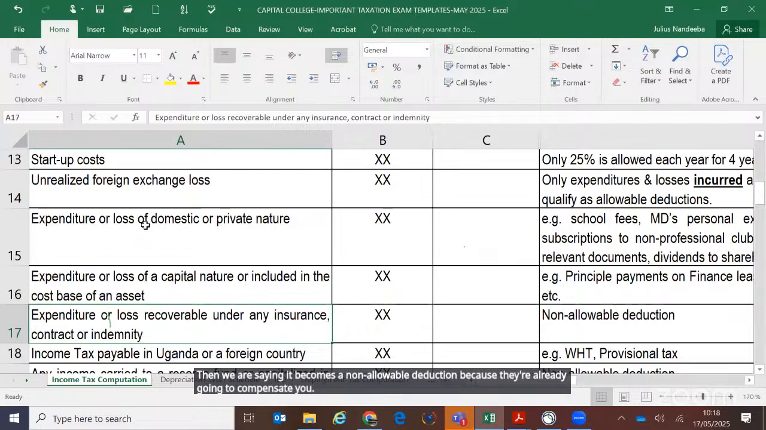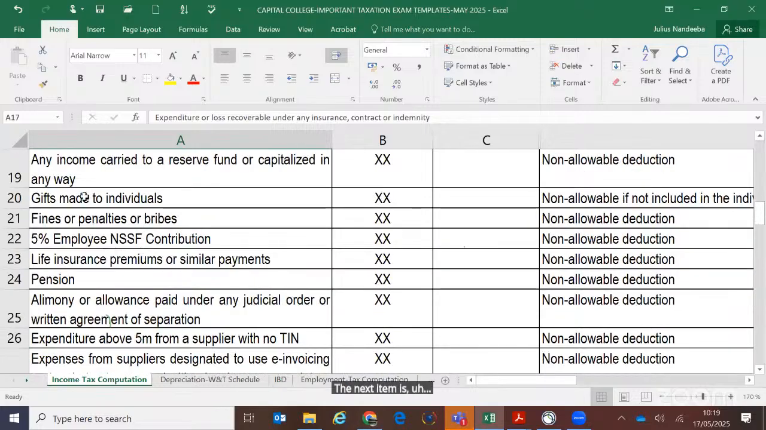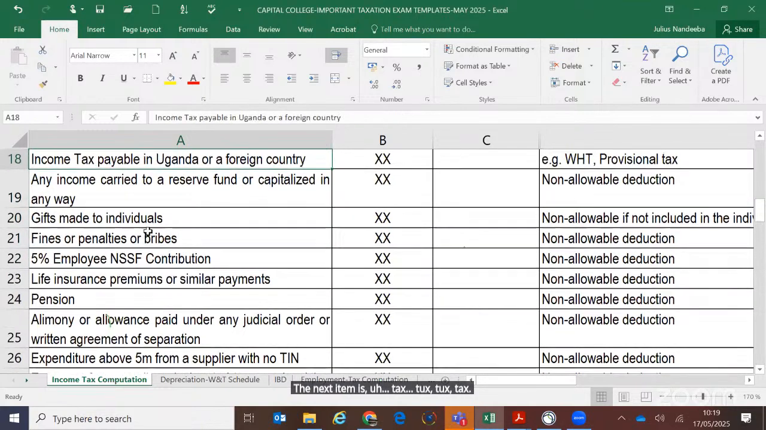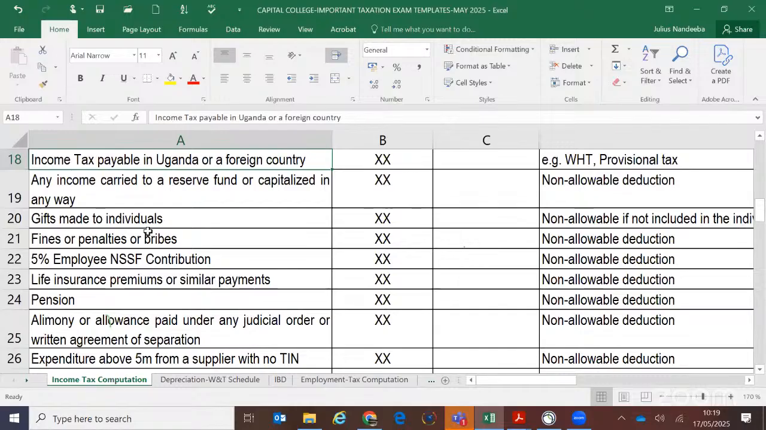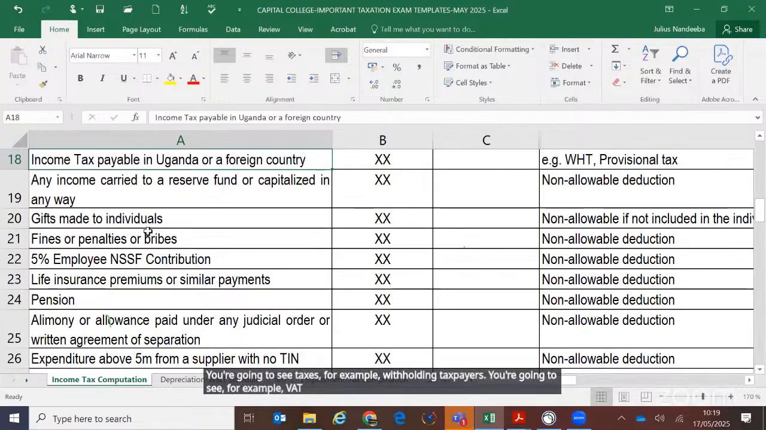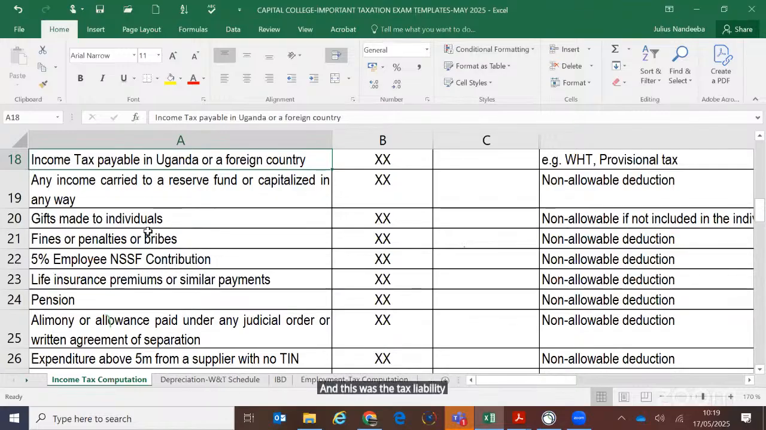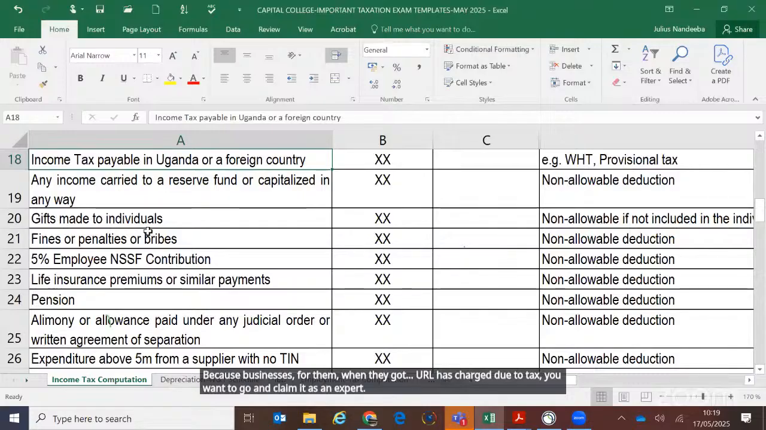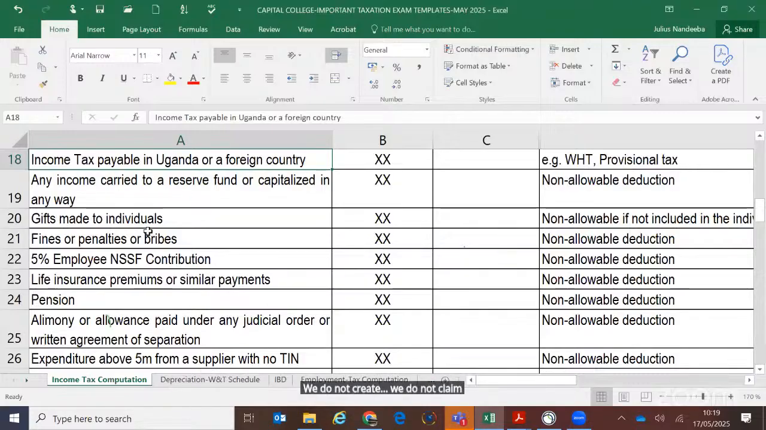The next item is tax. You're going to see taxes, for example, withholding tax paid, or VAT paid. They will tell you that you went through an audit and this was the tax liability, and you have claimed it. When URA has charged you tax, you want to go and claim it as an expense. We do not claim taxes as expenses.